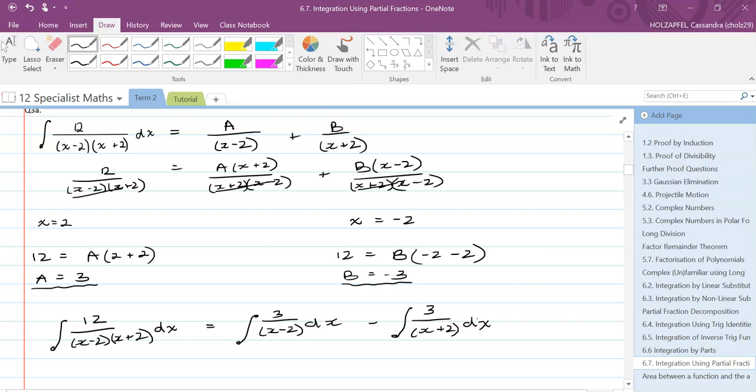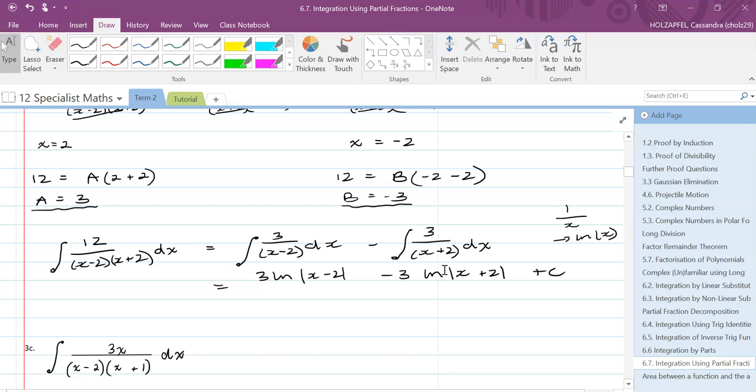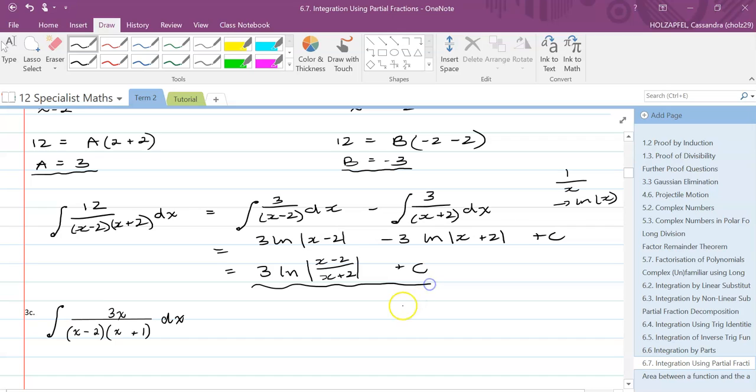So this is why we use the partial fractions, because I'm sure you can appreciate that the integral of these two functions are now going to be very simple. When we integrate anything of the form 1 over x, that's just going to become ln of x. So this is going to become 3 lots of ln|x - 2| minus 3 lots of ln|x + 2| plus c. And we could probably simplify this further using our log rule. So let's go ahead and do that. And there we go. That is now our solution.